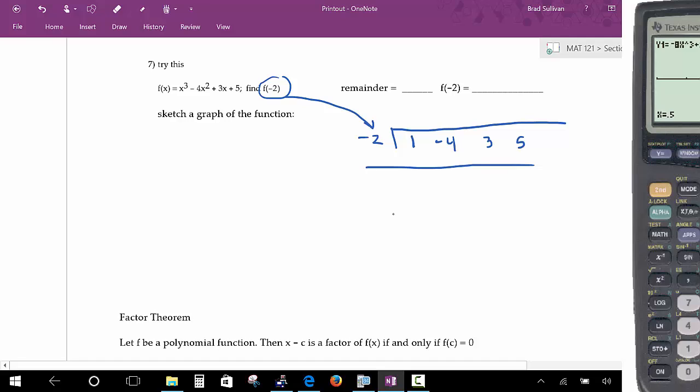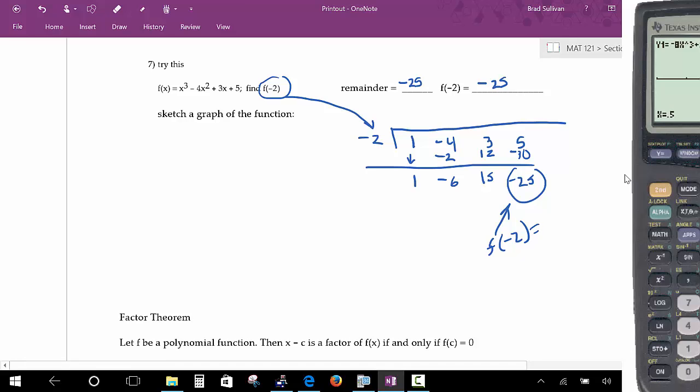Like I said, once you get the hang of doing synthetic division, you can do this real fast. So bring down the first number, multiply. -2 times 1 is -2. Add the column, that's -6. Multiply, that's +12. Add the column, that's 15. Multiply -2 times 15 is -30. So the remainder is -25. So what's the answer to f of -2? It's also -25. That's what the remainder theorem says. That right there is what f of -2 is equal to.